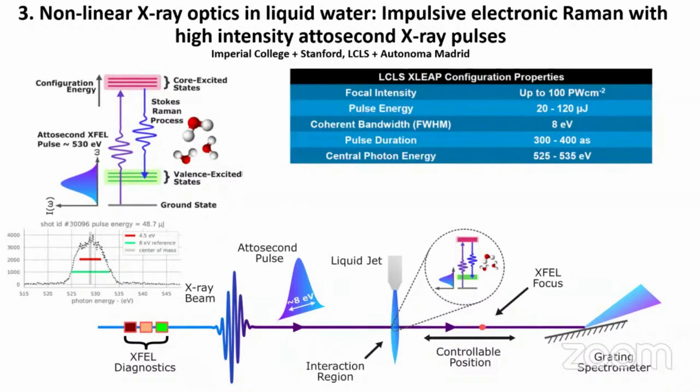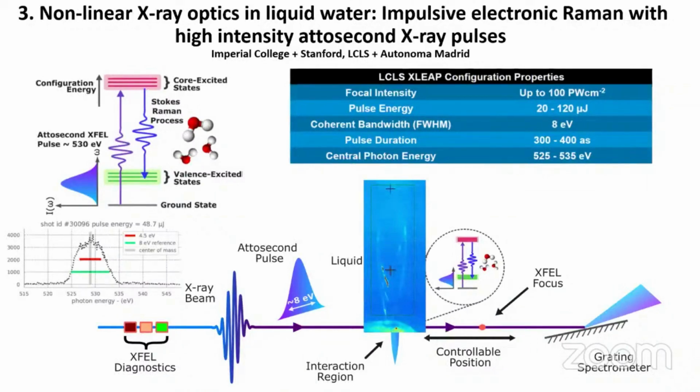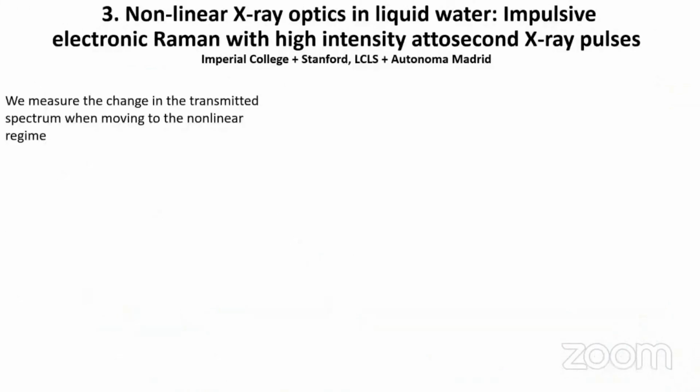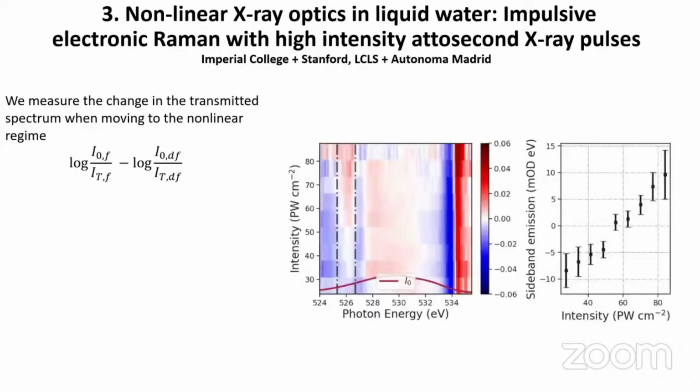And it's a wonderful liquid jet system, by the way. It works really well. It's really stable and very nice to work with. So what did we see? Well, we measured the change in the transmitted spectrum when moving into the nonlinear regime. So essentially, we formed the difference between the spectral response in the focus and what happens when you're out of the focus, and that allowed us to look at this sort of map.